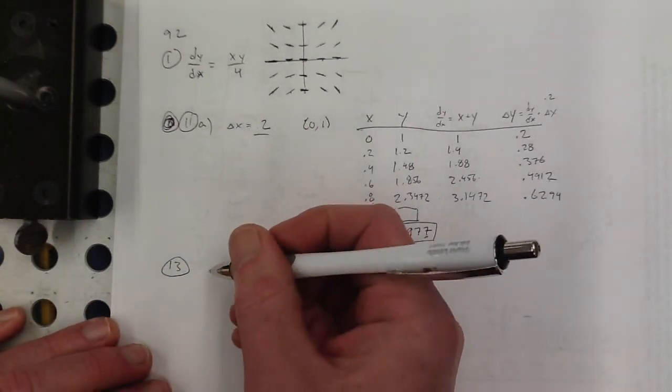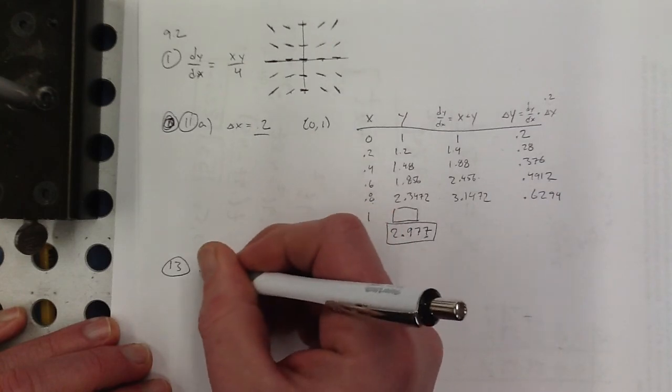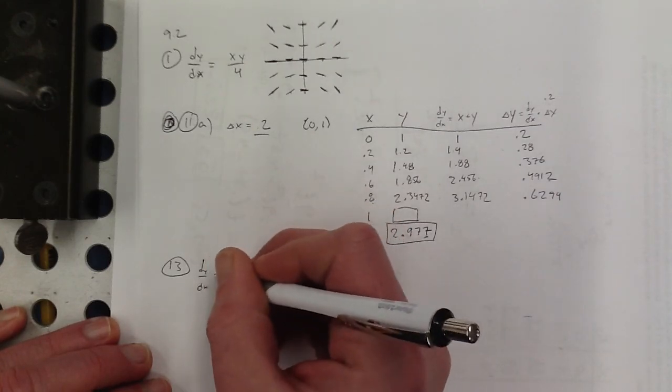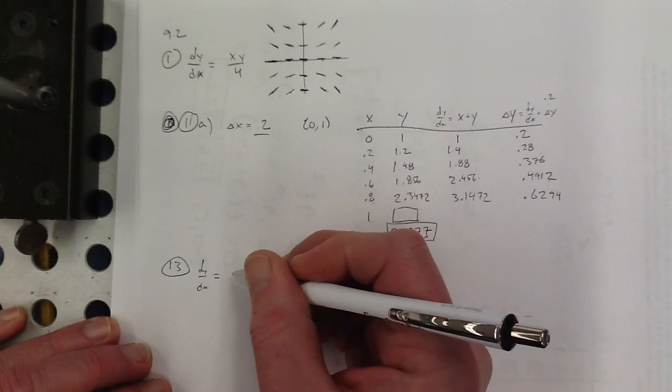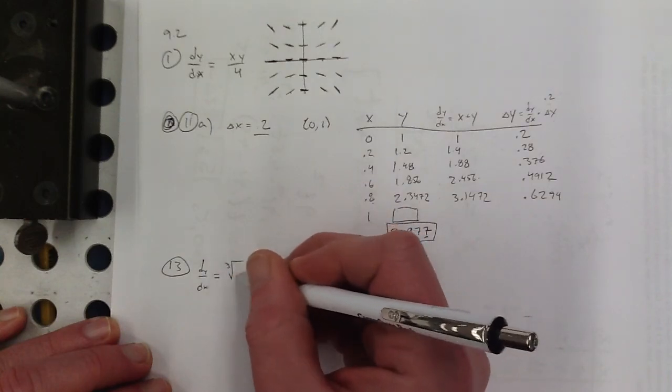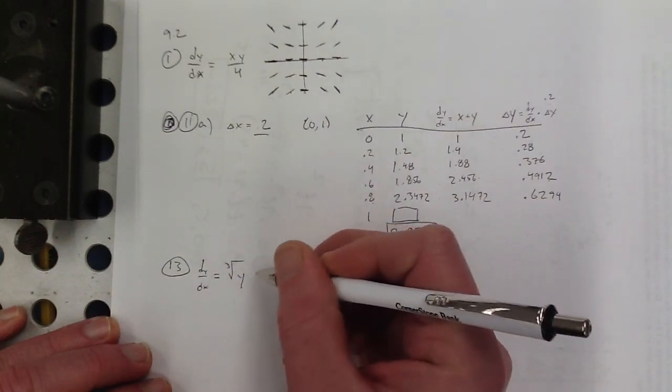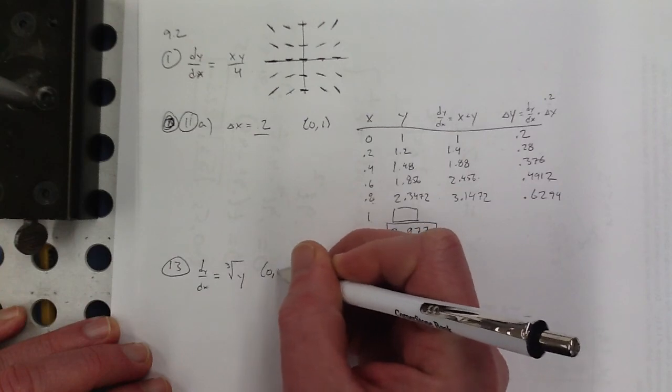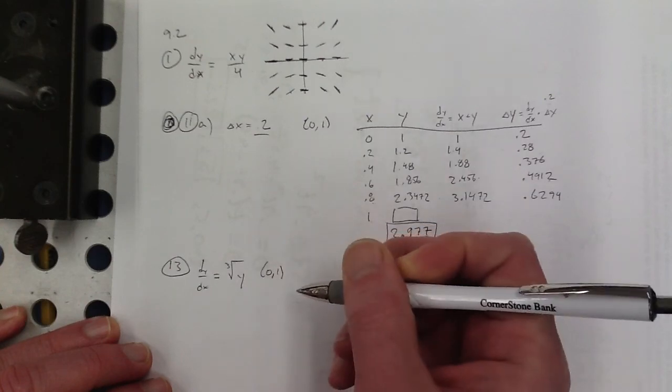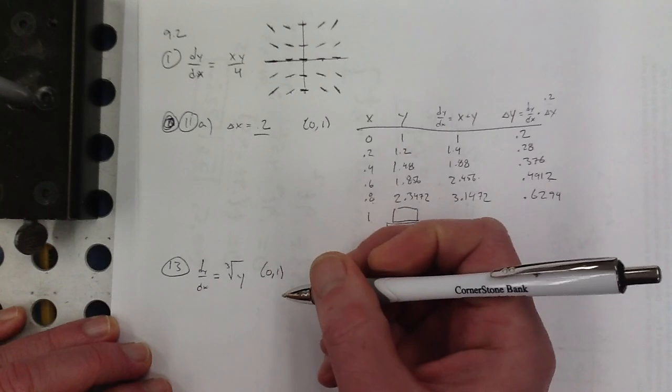Number 13: dy/dx is equal to the cube root of y. We're starting at (0, 1), and we're going to x = 4 with a step size of 1/2.